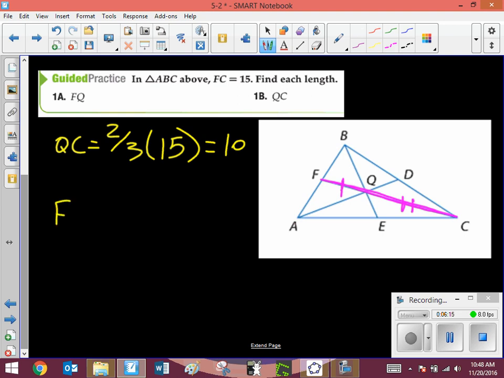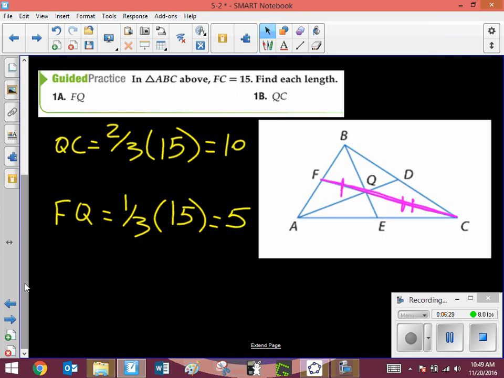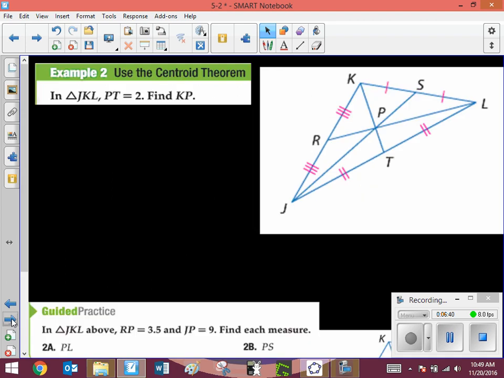Likewise, if I find FQ, FQ is the smaller portion of the median, that is 1/3 of the whole thing. So I take 1/3 times 15, which is really just 15 divided by 3, which would get you 5. If I add both of those parts back up, 10 plus 5 should get me 15. That's one way that you can easily check this. Alright, we're going to go on to another example here as well.